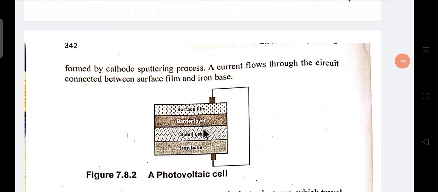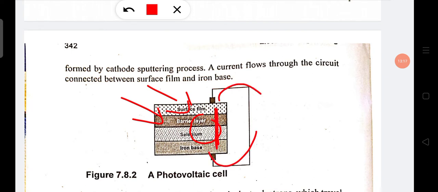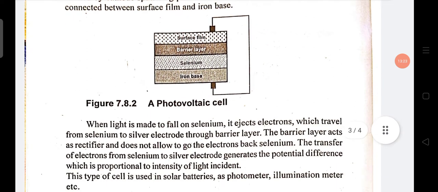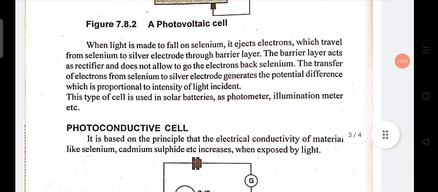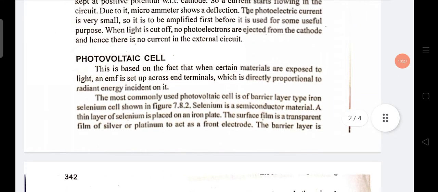Okay, so whenever sun radiation falls on this material, it produces an EMF. That EMF produces a potential difference, which is voltage, and by using that voltage we can get the current. So this is the concept of the photovoltaic cell.